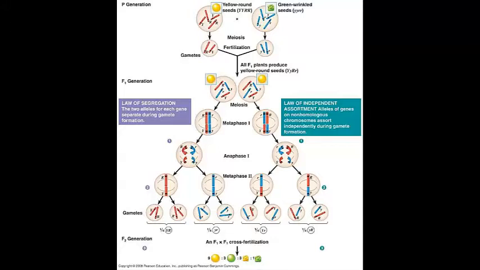Okay, this is the chromosomal basis of Mendel's laws. Here we're going to correlate the results of one of Mendel's dihybrid crosses with the behavior of chromosomes during meiosis. The arrangement of chromosomes at metaphase 1 of meiosis and their movement during anaphase 1 account for the segregation and independent assortment of the alleles for seed color and shape.